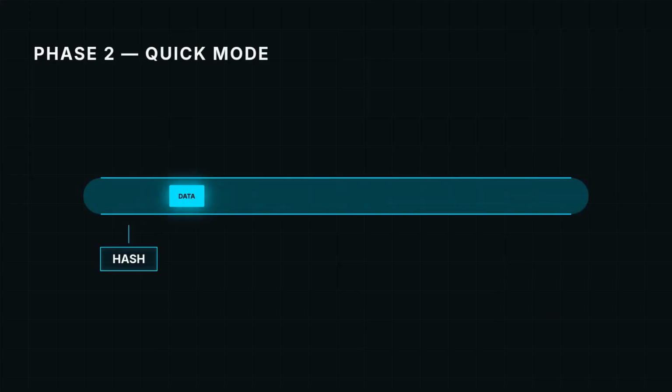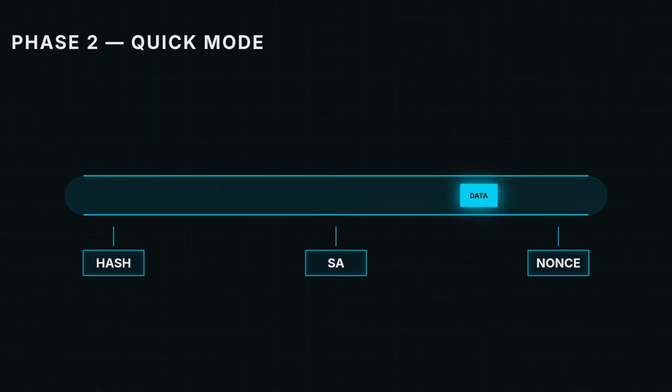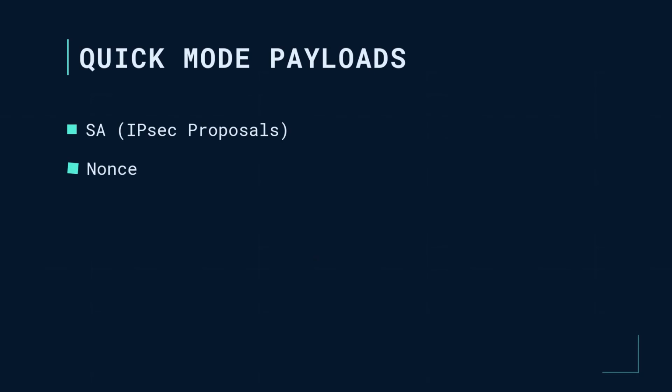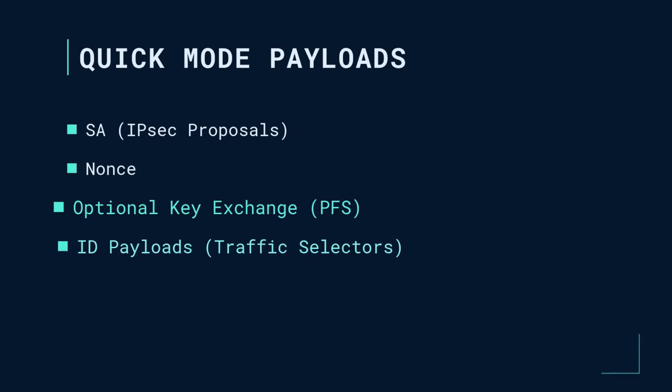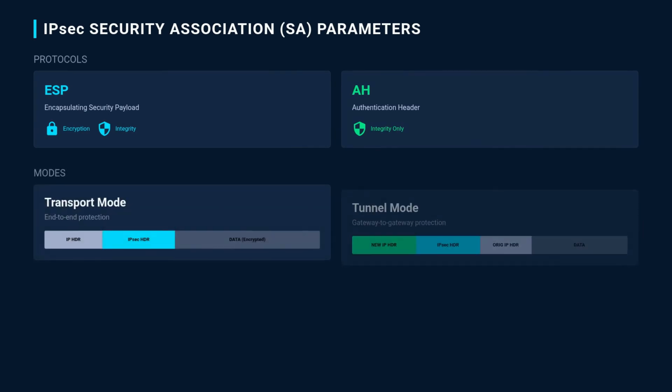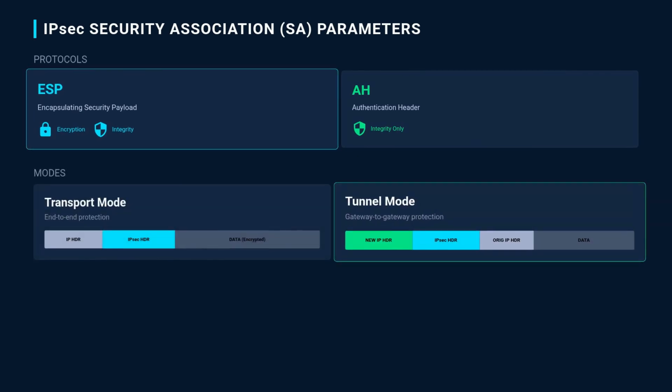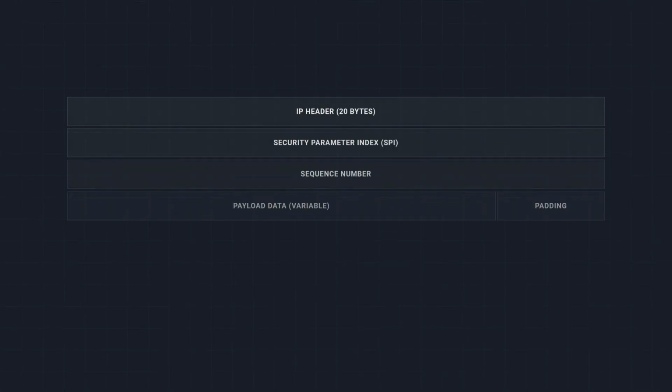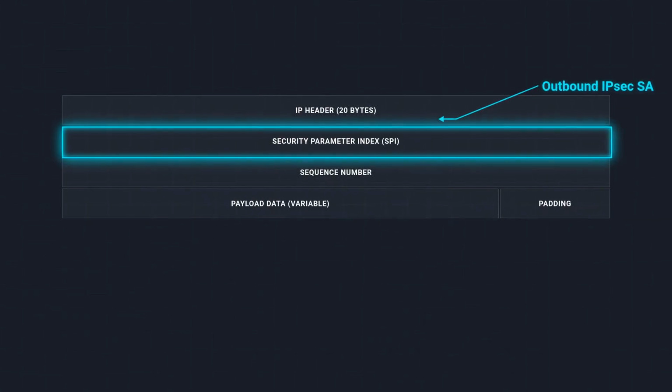Now, quick mode begins inside that encrypted channel. The initiator sends a hash, an SA payload for IPsec proposals, and a nonce. This includes an optional key exchange for PFS and ID payloads for traffic selectors. The SA payload now defines ESP or AH, the encryption and integrity algorithms, and the mode, either tunnel or transport. A new SPI is included to identify the outbound IPsec SA.